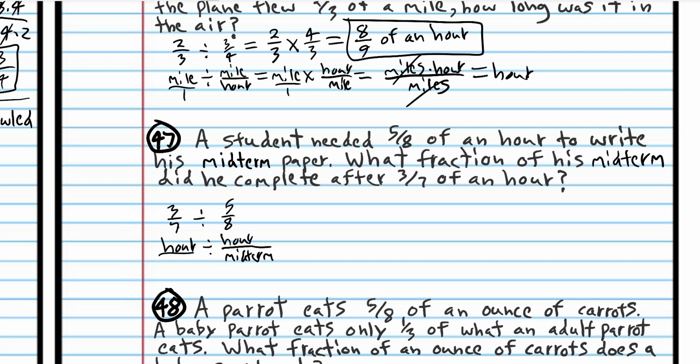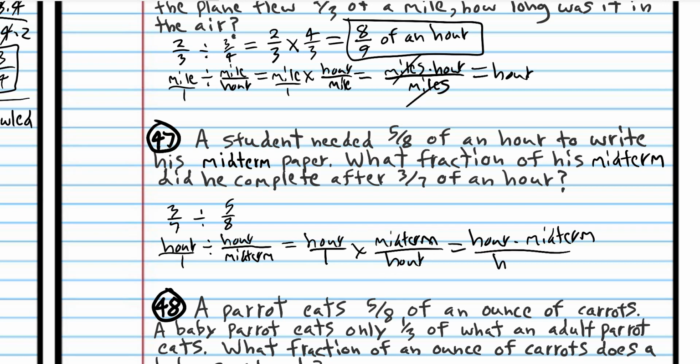So you write hour over 1, and then it becomes hour over 1 times midterm over hour, and then you get hour dot midterm. And by the way, you don't have to write this last part. You can just go ahead and cancel this out because you know it's going to be top and bottom. Hours cancel out, and you're left with midterm.